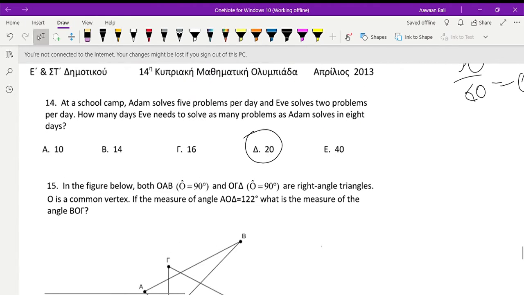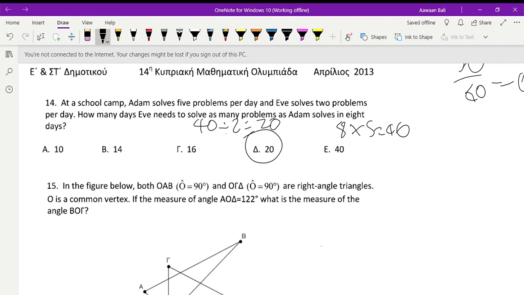At a school camp, Adam solves 5 problems per day and Eve solves 2 problems per day. How many days does Eve need to solve as many problems as Adam solves in 8 days? So if Adam solves 5 problems per day, 8 times 5 is 40. Then we do 40 divided by 2, because we want to find how many days Eve takes to solve it. 20. So the answer is delta 20.